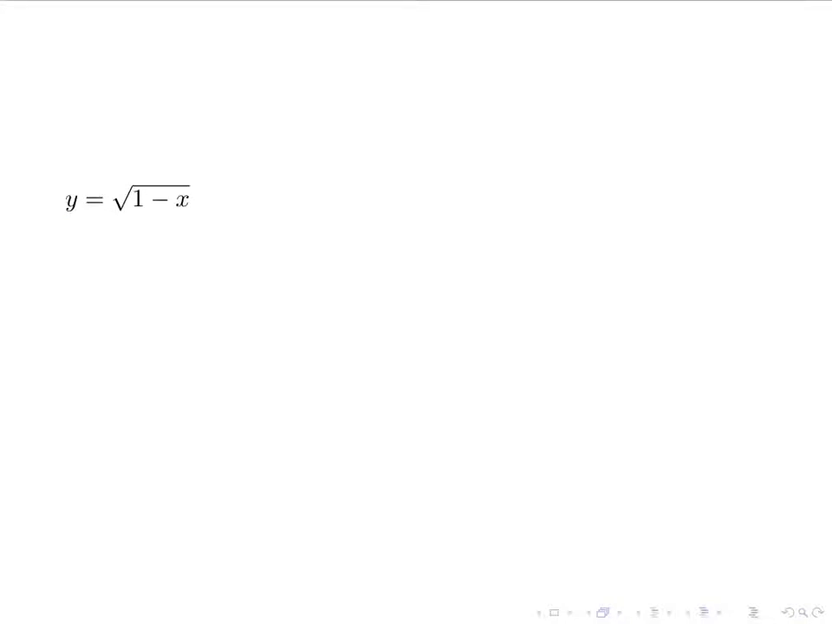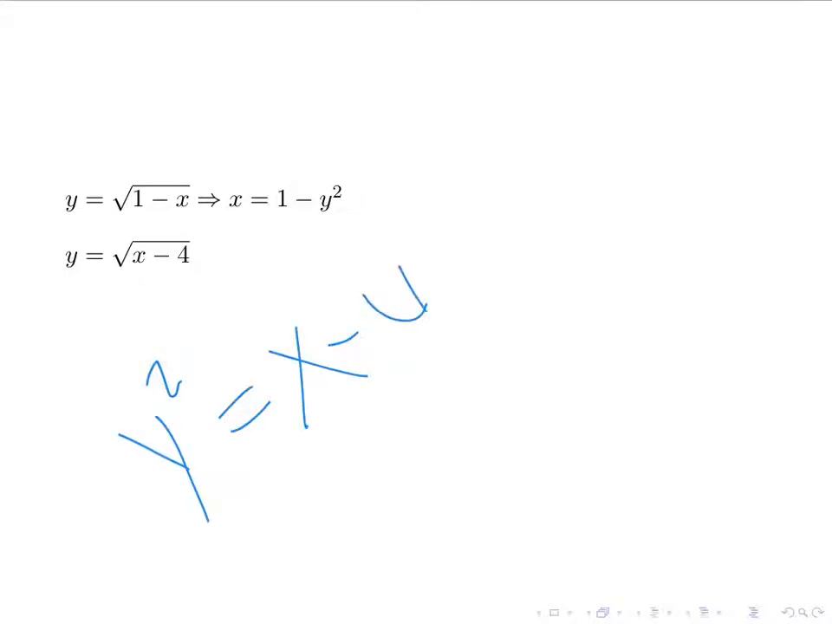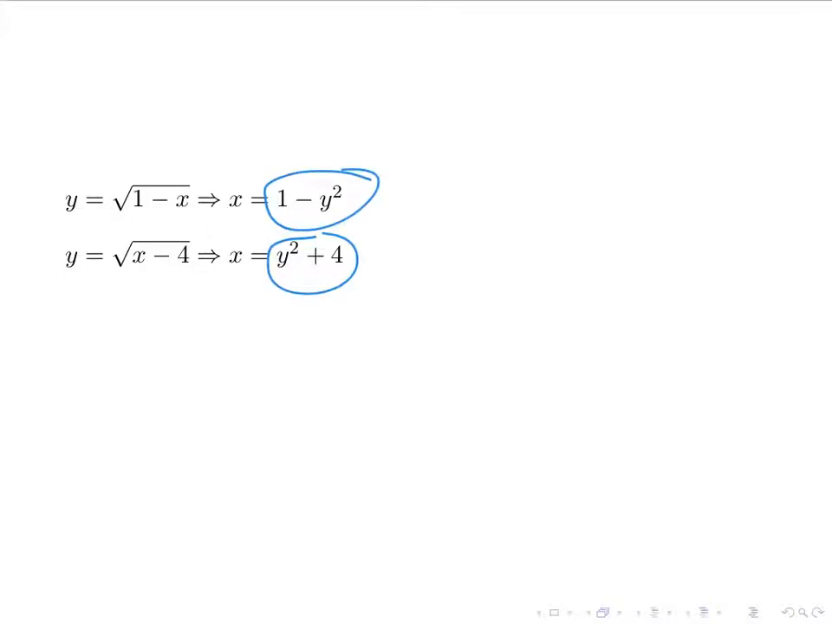So we start with y equals the square root of 1 minus x, and we need to solve for x. So the first thing we do is we square both sides, and then I want to get x by itself. So I'll add the x and then subtract the y squared, or I'll subtract the 1 and then divide by negative 1. But either way, I should be getting x equals 1 minus y squared. And then I do the same thing for y equals the square root of x minus 4. I'm going to square both sides, and then I'll add the 4 over. So I get x equals y squared plus 4. So these are my left and right functions that I'm going to be subtracting.